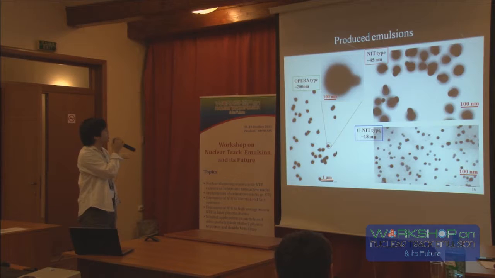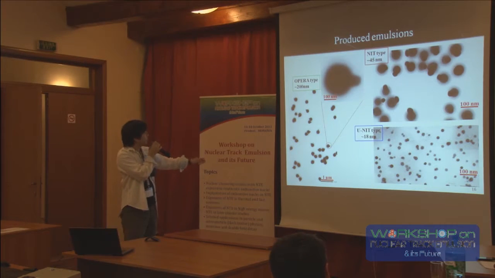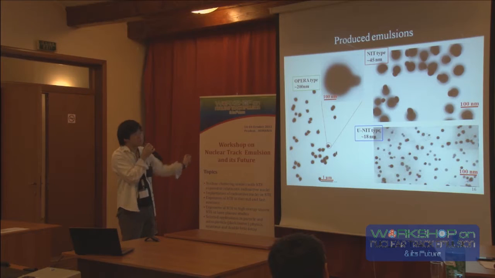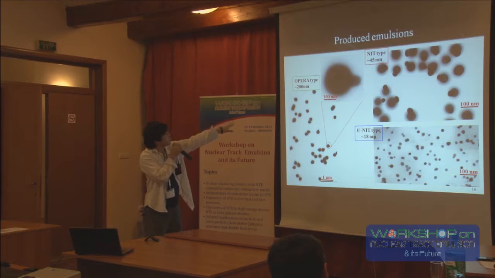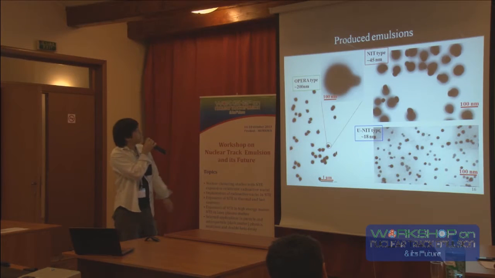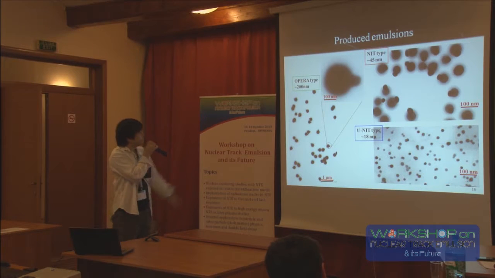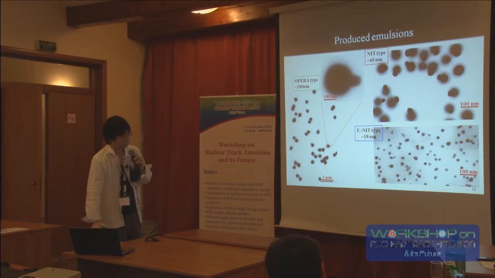Thanks to this new method, we can produce very fine grains. The left image is OPERA type emulsion, and it has 200 nanometer crystals. The zoomed image is at the same zoom as the right two images, and you can find that both are very micronized. The upper one is our current R&D type, and the bottom one is our best fine grain type.